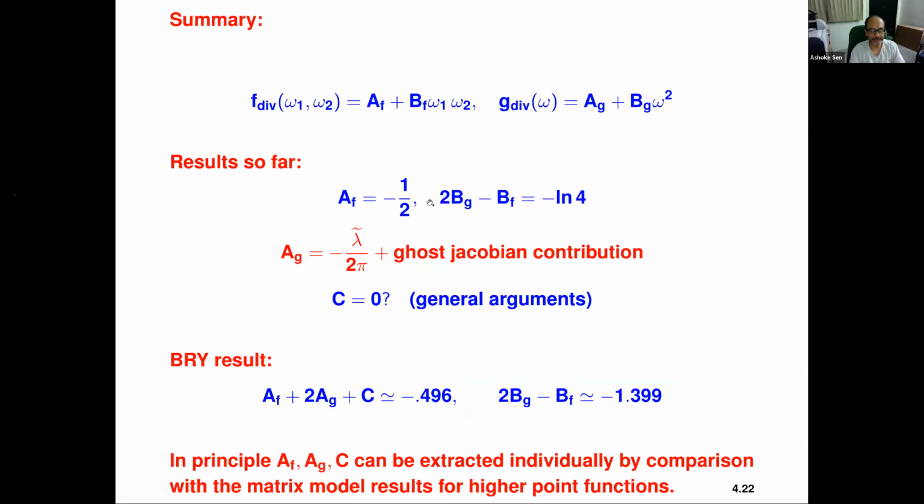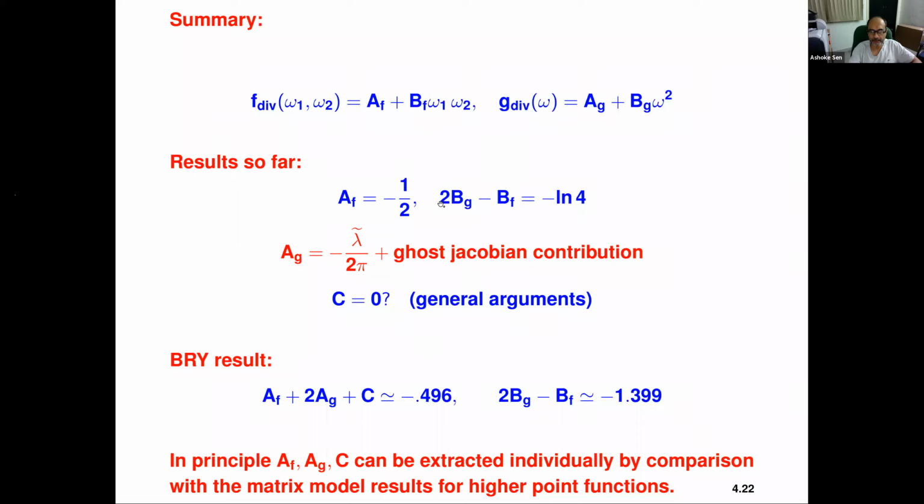Okay, so let me then summarize. What we have seen so far is that the divergent part of F is given by AF plus BF omega 1 omega 2. AF is determined without any ambiguity, it's minus half. BF is ambiguous, but that's not unexpected, because we see from the matrix model comparison that only this combination enters the matrix model amplitudes, or the closed string tachyon amplitudes.